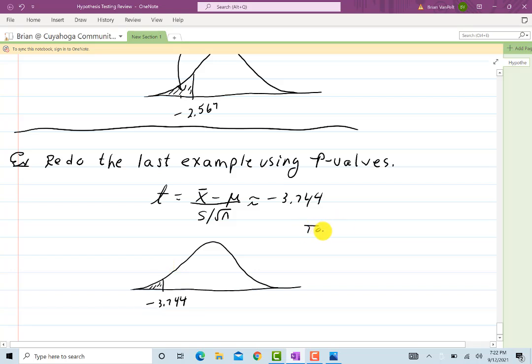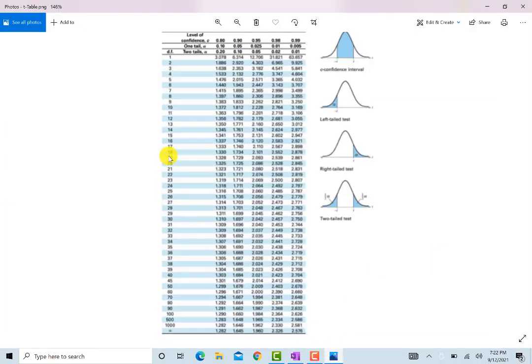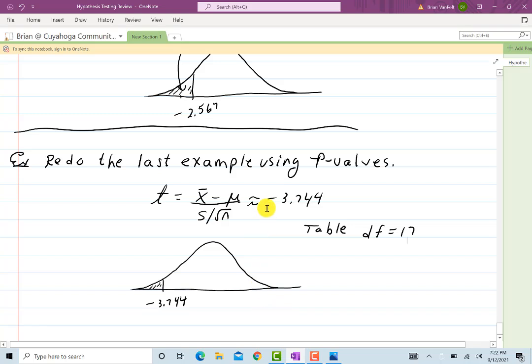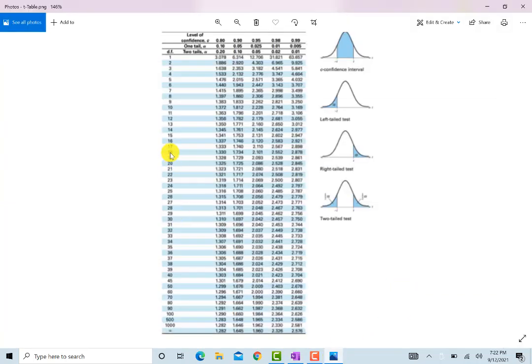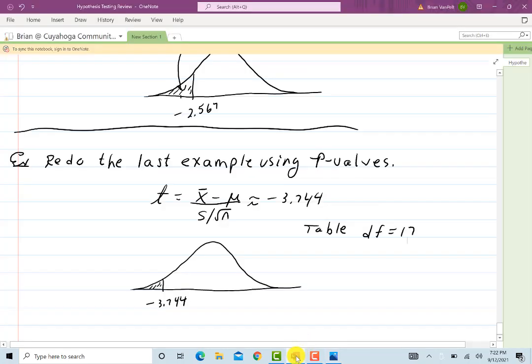So let's take a look from our table. We have the degrees of freedom will be 17. So if I go to the 17 table, now remember, I need to pretend that I'm working with a positive t value. So I'm actually going to try to find 3.744 in the table. I don't think it will be there. But in 17, 3.744, you can see that it's beyond this last column. And once again, that means that the p-value is less than 0.005.